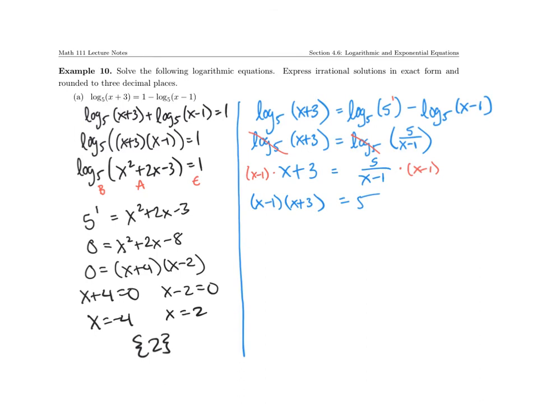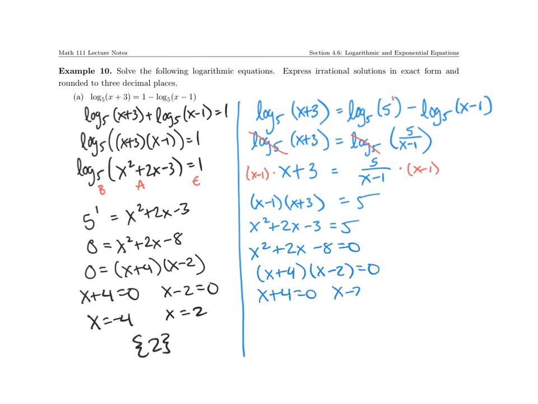And then you'll start to notice this looks very similar to our other way of doing this. So I'm going to multiply my factors together and get x squared plus 2x minus 3 is equal to 5. I'm going to subtract 5 on both sides. So we have x squared plus 2x minus 8 is equal to 0. Again, I'm going to factor and get (x plus 4) times (x minus 2) is equal to 0. I'll set each of these factors equal to 0. And we get x is equal to negative 4 and x is equal to 2. We already know that negative 4 is an extraneous solution and 2 will work. So we'll put that into the solution set.